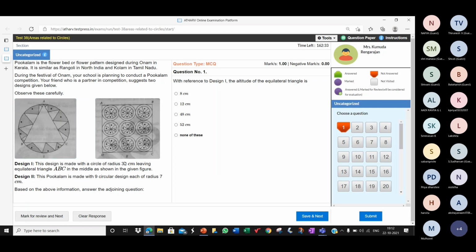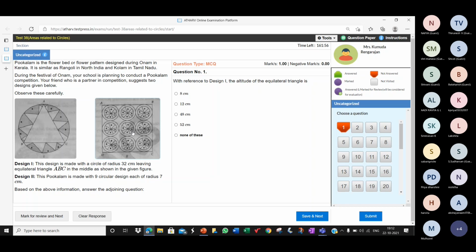So you can see design one here and design two here, children. Design one is made with a circle of radius 32 centimeters, leaving an equilateral triangle ABC in the middle, as shown in the figure. You've seen this figure in your textbook also, so it's not new to you. And this design two, you've also seen in your textbook. This is a Pookalam made with 9 circular designs, each of radius 7 centimeters.